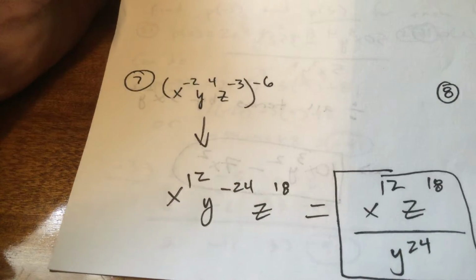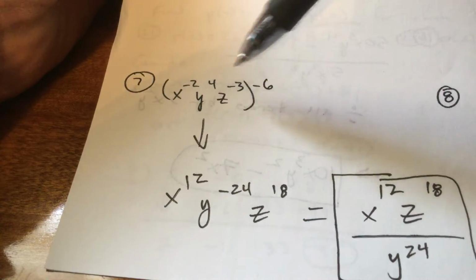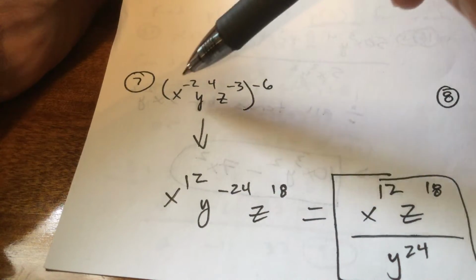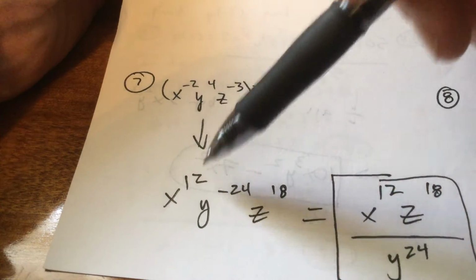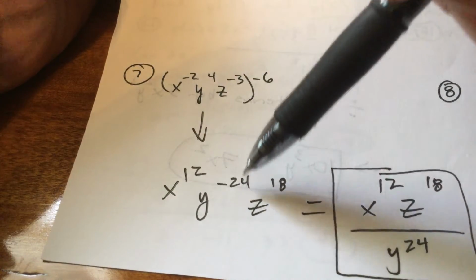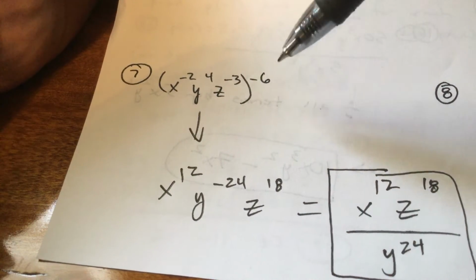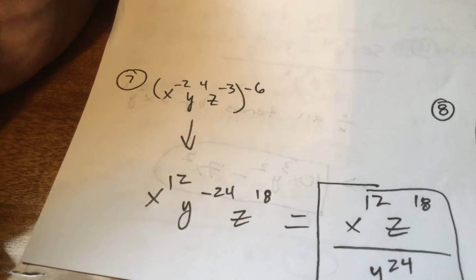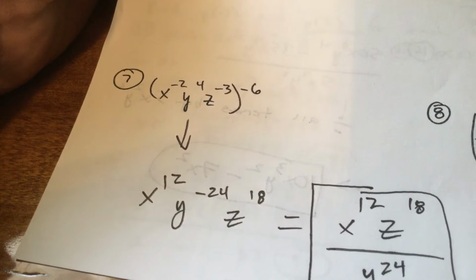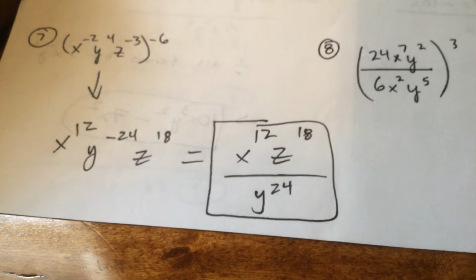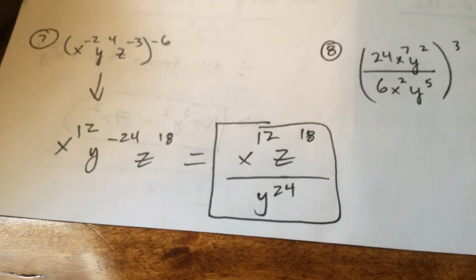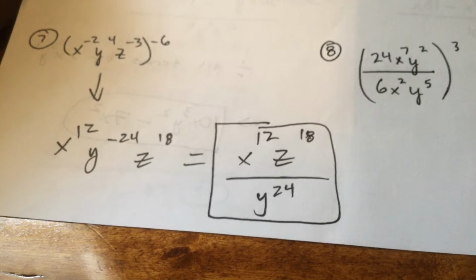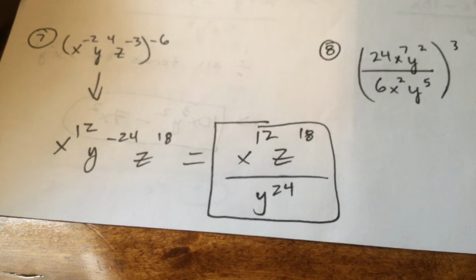Last one on this page, number 7. When I have 3 of them raised to a power, I multiply the powers. Negative 2 times negative 6 is 12. 4 times negative 6 is negative 24. Negative 3 times a negative 6 is 18. If you want all the credit, which you do, y to the negative 24th crosses the denominator and is called y to the positive 24th on the bottom there in the denominator.